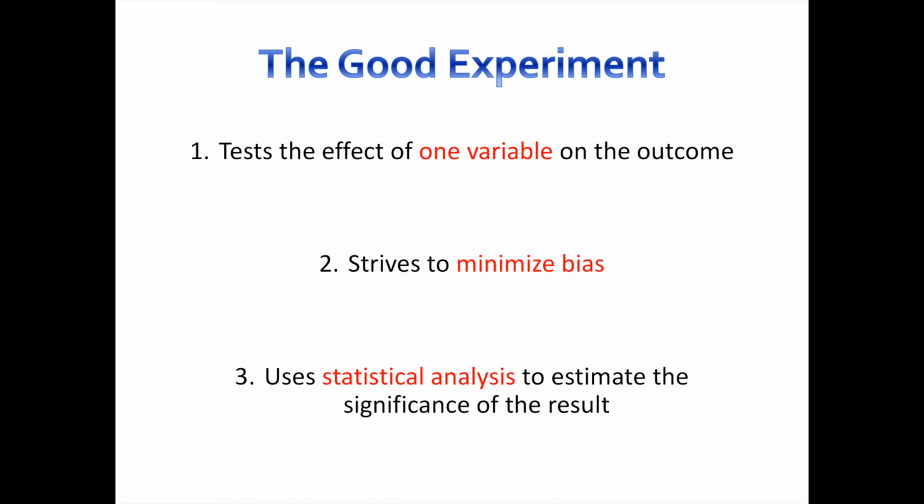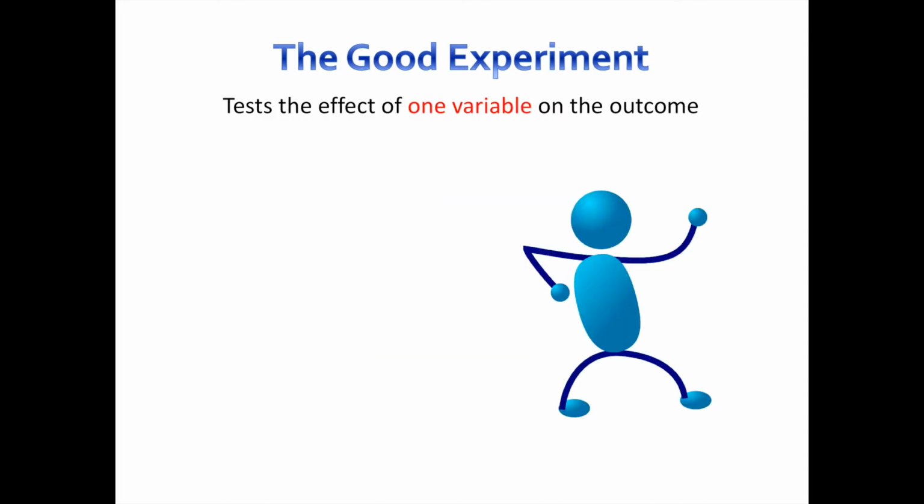And we should be able to find that a good experiment or a good test will have some basic characteristics that we can identify. It should test the effect of one and only one variable on the outcome of the experiment. It will strive to minimize bias, and it will use statistical analysis to estimate the significance of the result. So let's look at each of these in a little more detail.